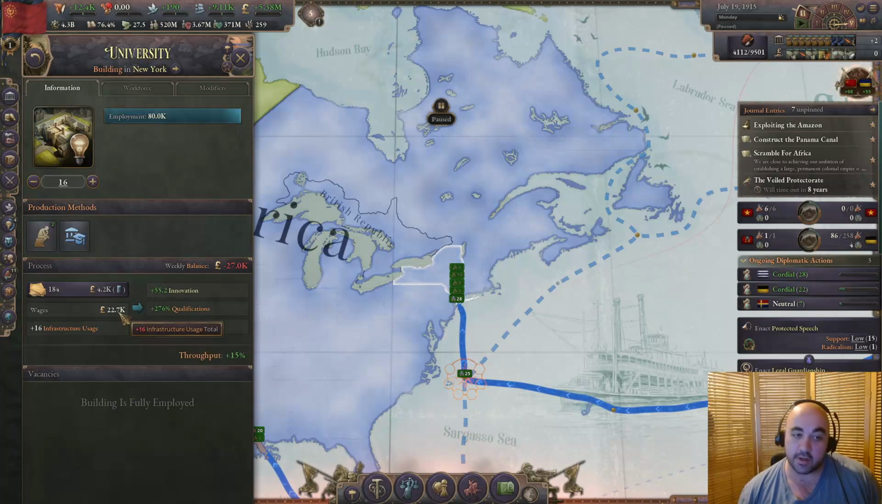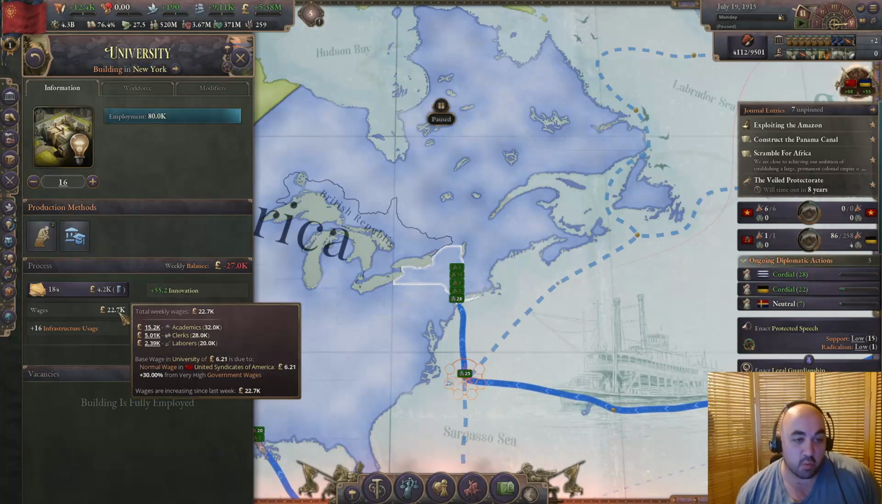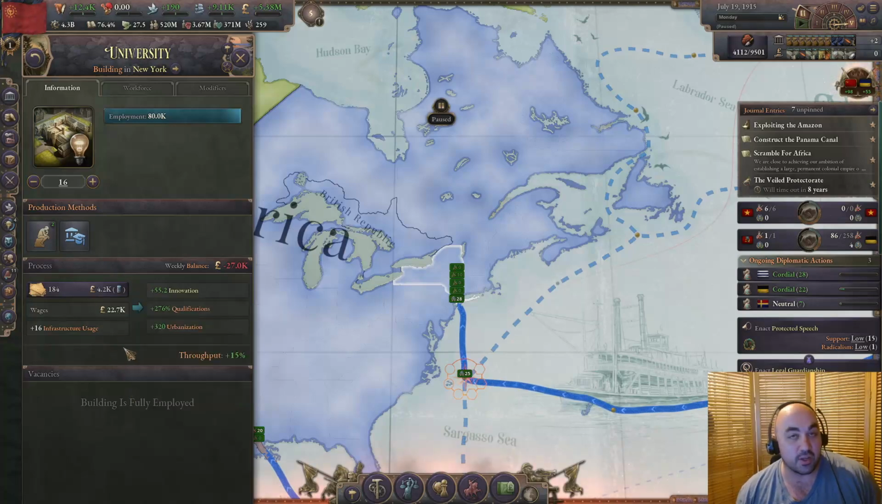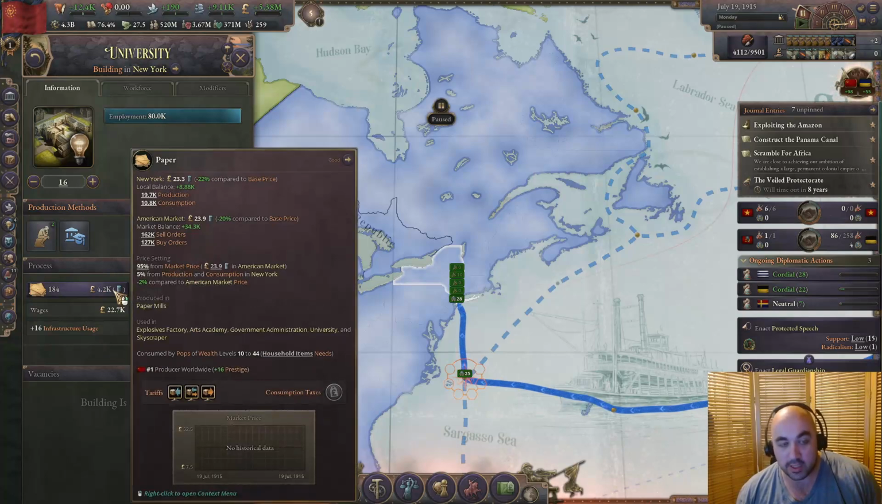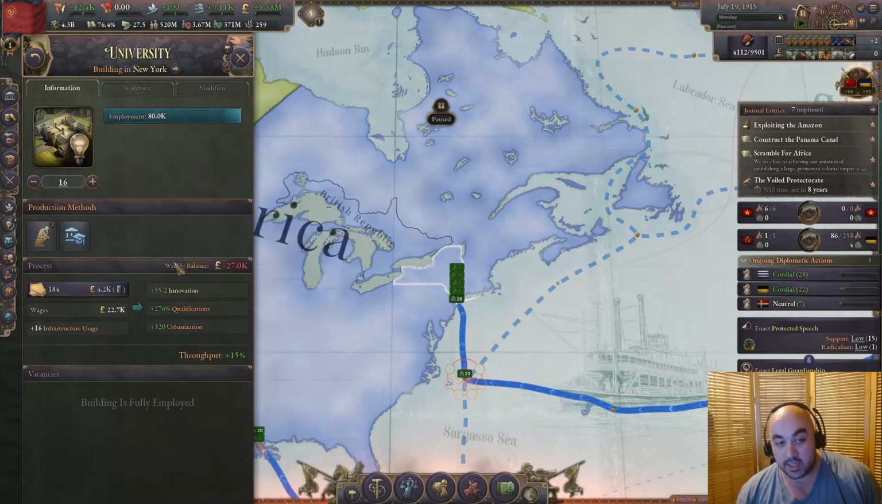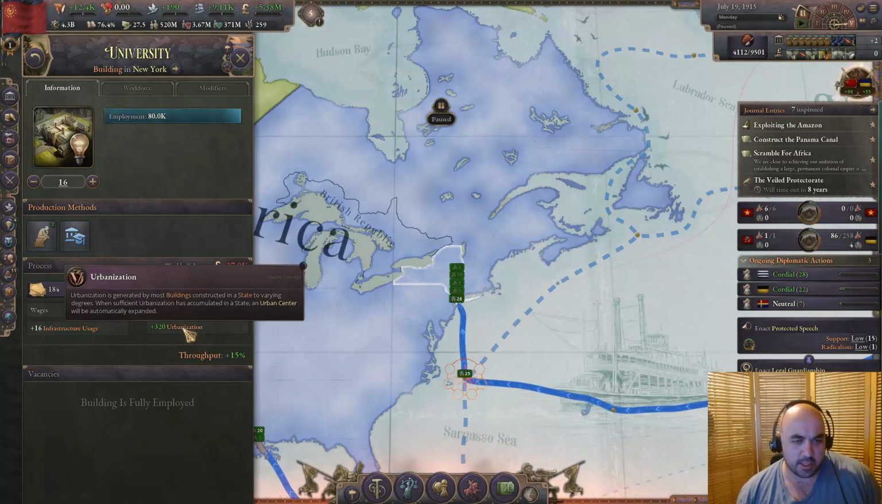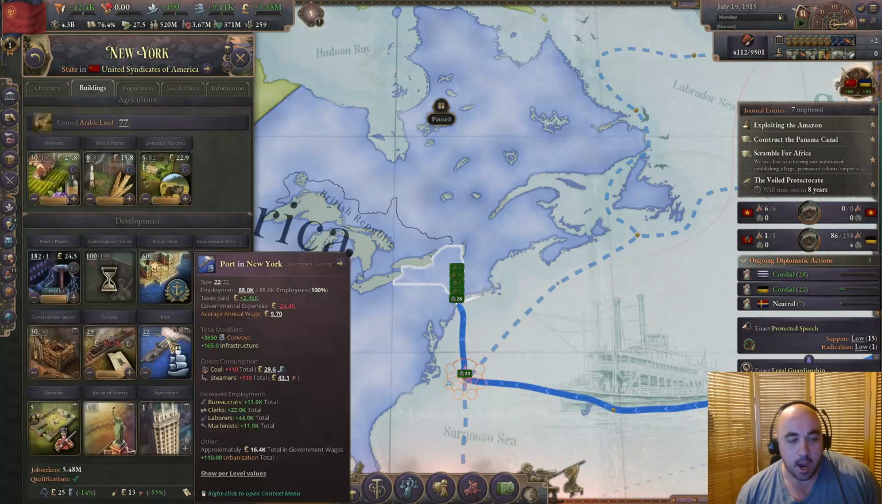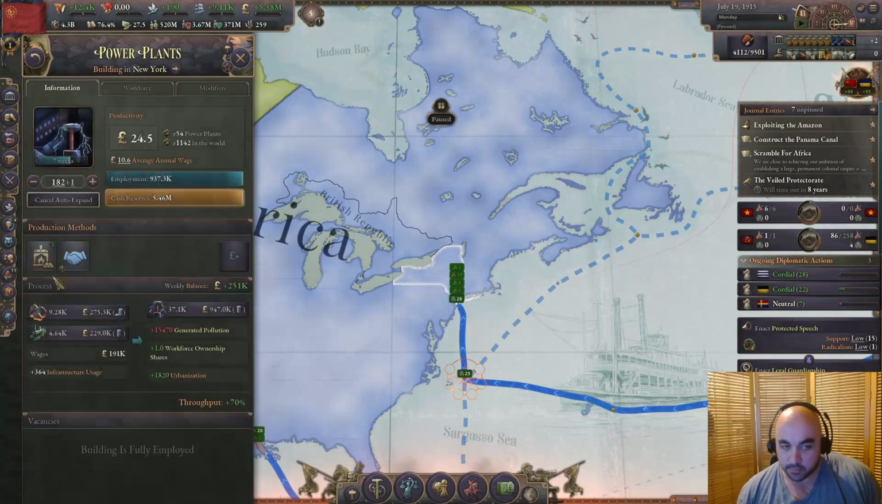If we take a look at this university, we see that roughly 80%, a little over 80% of the cost is actually in the wages. And so when we increase the paper cost and then we increase the innovation, qualifications, and urbanization, that's real good. Urbanization might not scale with throughput, I forget. But I think it doesn't.